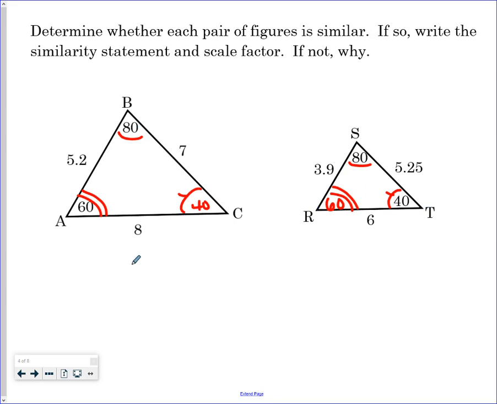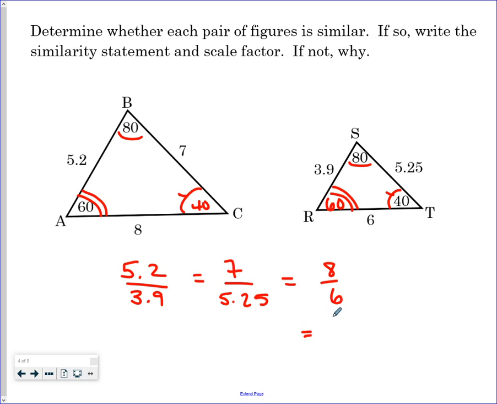So what I'm going to do is I'm going to take 5.2 over 3.9. Do you guys see how those are the corresponding parts, right? And then I'm going to take 7. What would I put 7 over? 5.25. And then what would my third numerator be? 8, and then the 6. Does everybody see how I set that up? There's other ways to do it. You could have flipped these around. That would have been fine too. Okay? I'm going to start with 8 over 6 because that's easier for me to reduce.